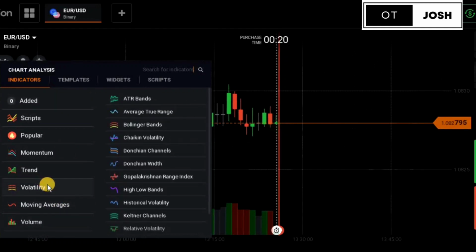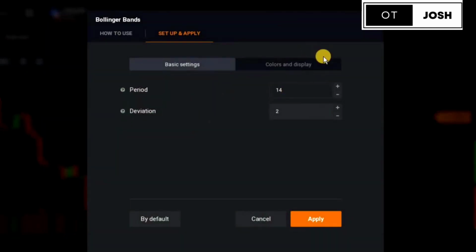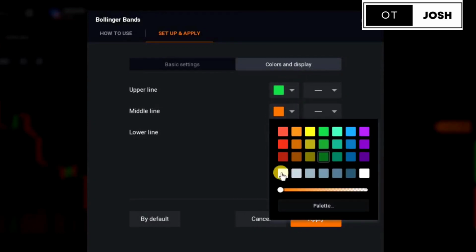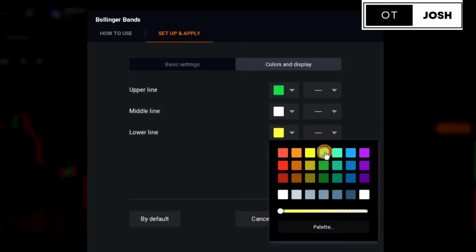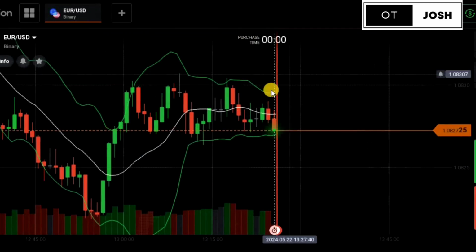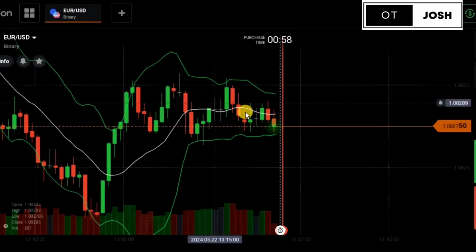So the settings are like this. You go back to your Bollinger Band. This is the period 14, deviation 2. Now I'll come to the color settings, and I'll put this as green for the upper line, white for the middle line, and green again for the lower line, and I'll use apply. So we have this. This is the same thing as our first band.